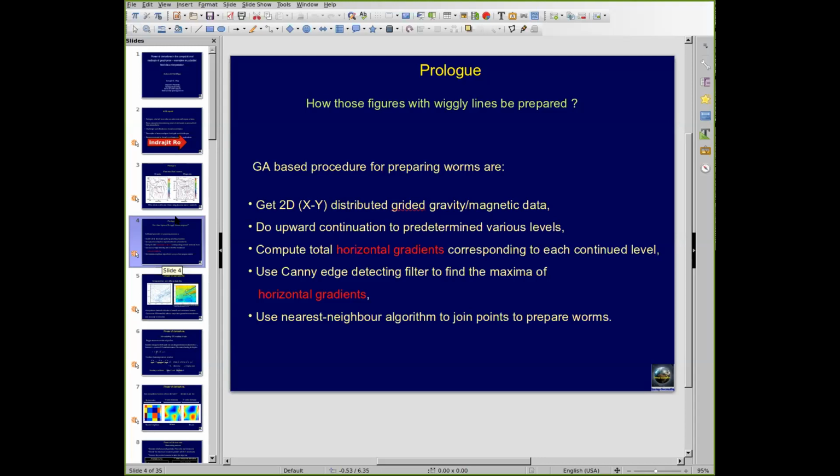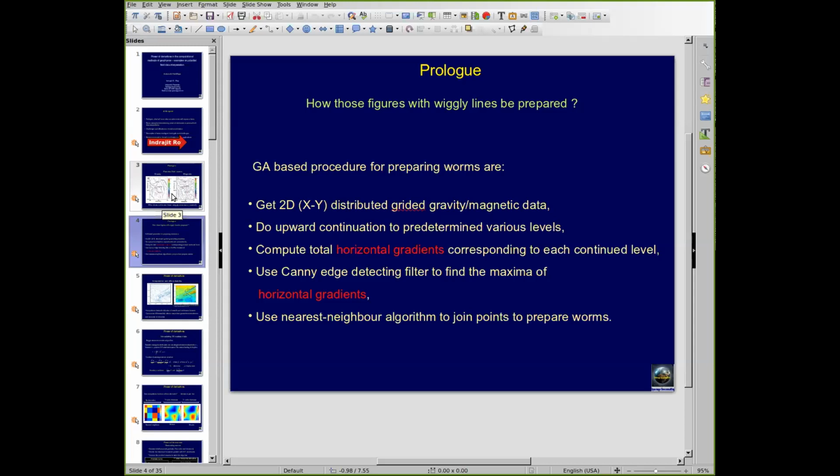That's the general GA procedure, but other procedures are available as well. But this is a procedure which was adopted in GA during my time at least, and where Peter Milligan has had a tremendous contribution in generating this methodology and the software.